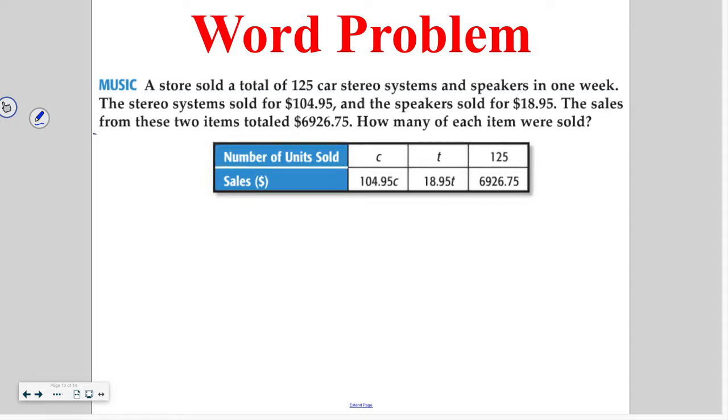Last part, of course, is a word problem. So they're giving us this table to show that a store sold a total of 125 car stereo systems and speakers in 1 week. The stereo systems sold for $104.95, and the speakers are $18.95. The sales totaled to $6,926.75. How many of each item were sold? So they give us this nice table to help us make our equation.